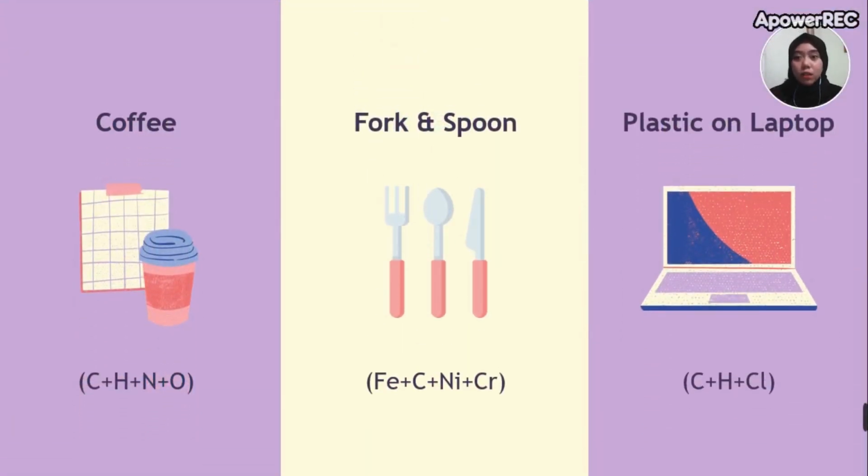If you see anything surrounding you, it's definitely an example of the elements. For example, the coffee. As you can see, it also contains many elements. Even the fork and spoon that we use to eat contain elements. And then the last, the plastic on the laptop. You might be wondering what it means. You can see the side of the laptop; it also contains plastic, right? And the plastic is made up of elements. Yes, basically everything is made of elements. They combine with each other. Just remember that.